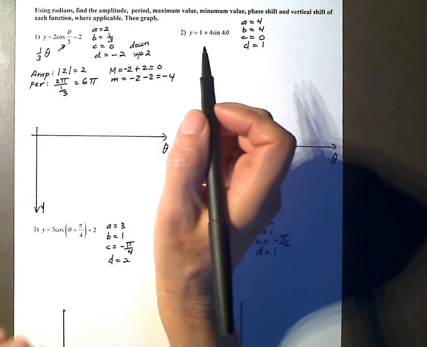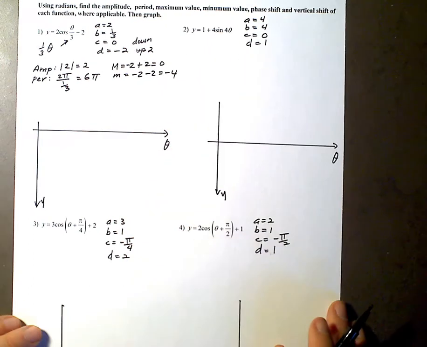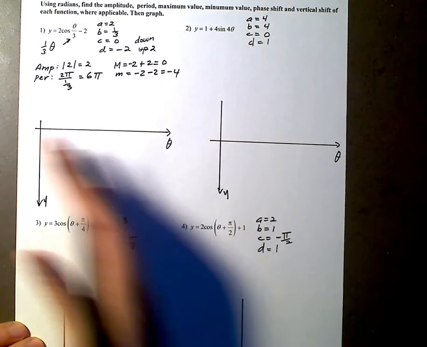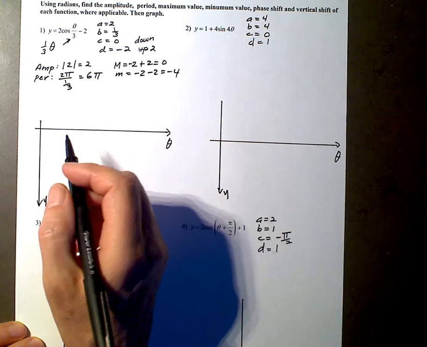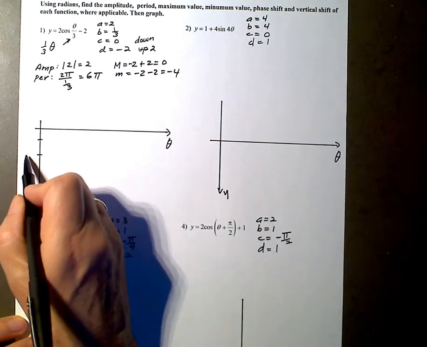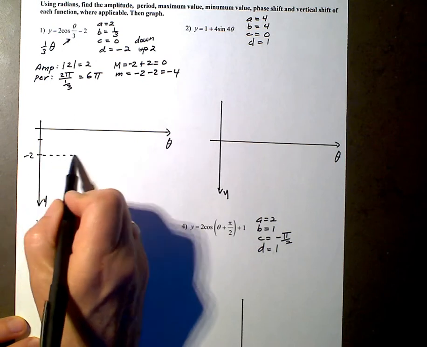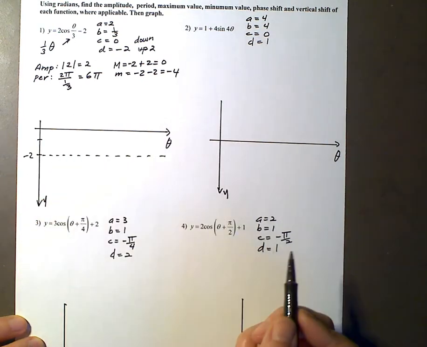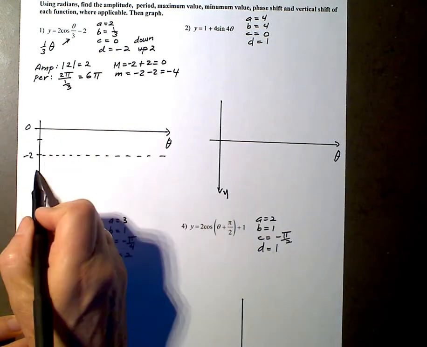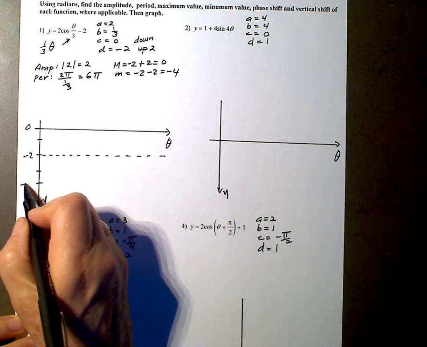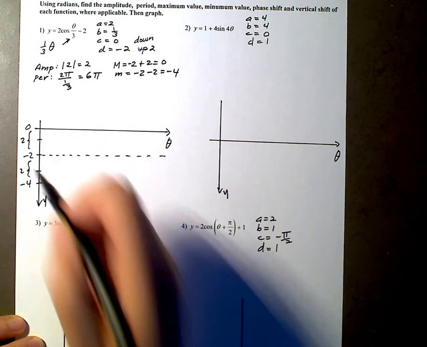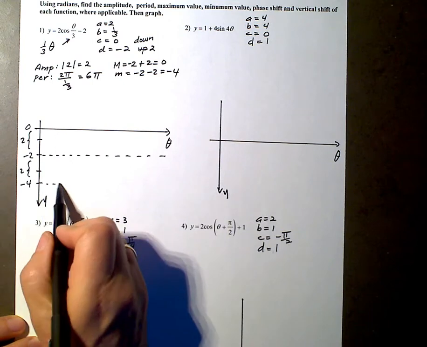This is a cosine function, so I have to know what cosine looks like. Again, there's no phase shift left or right. I'm just going down. So my baseline is going to be down here at -2, and that'll be my center line. Then my maximum value will be up at 0 and my minimum value will be down here at -4. So I can see that my amplitude of 2 is in here. So my minimum will be here.